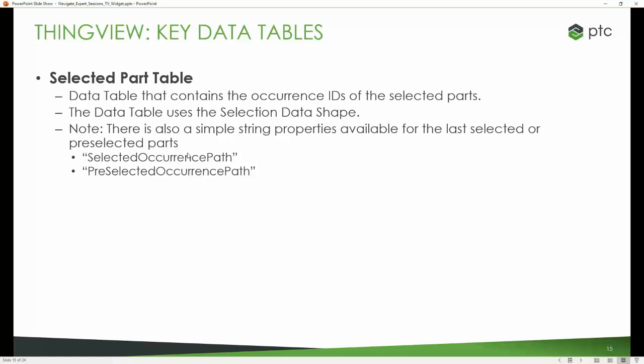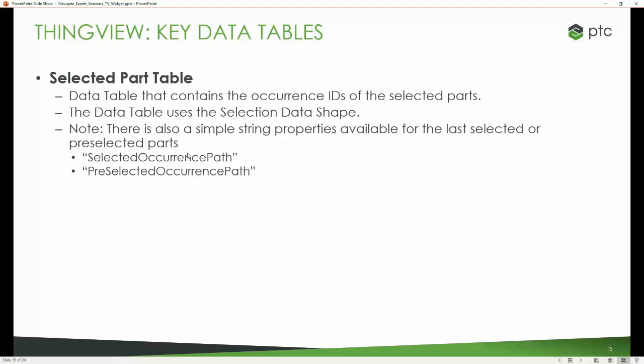There are also some simple string properties available for the last selected or pre-selected parts. So if you'd rather just be able to see the exact name of what's the occurrence path of the object that's been selected, there are simple string properties available for that as well, but they will only contain a single object in them.